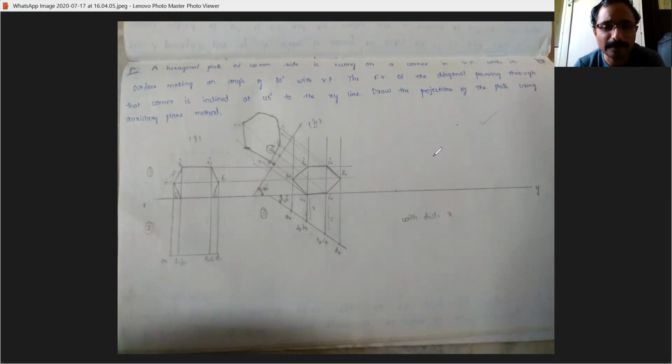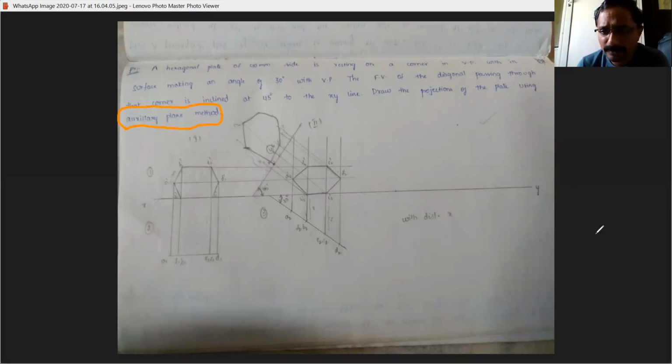Today, I want to discuss a topic in the second unit. The topic name is projections of planes. In projections of planes, I want to discuss the method. The method name is the auxiliary plane method, used to solve projections of planes problems. If you observe here, this is the method I want to describe now. With this method I want to solve a problem.